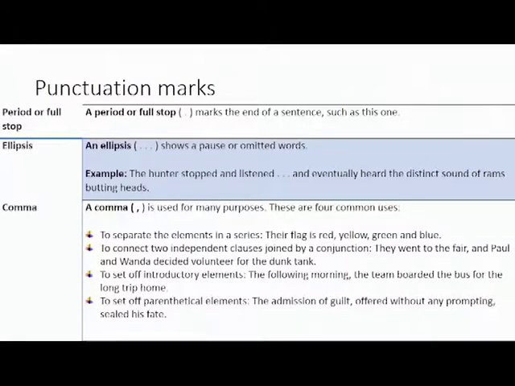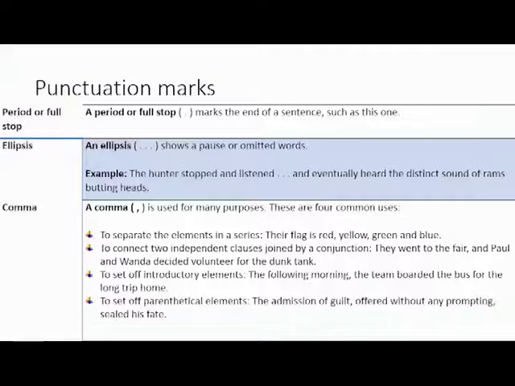And then you also use a comma to connect two independent clauses joined by a conjunction. They went to the fair, and Paul and Wanda decided to volunteer for the dunk tank. So we use a comma in these sentences when we join two independent clauses. We are going to discuss independent clauses at a later stage.